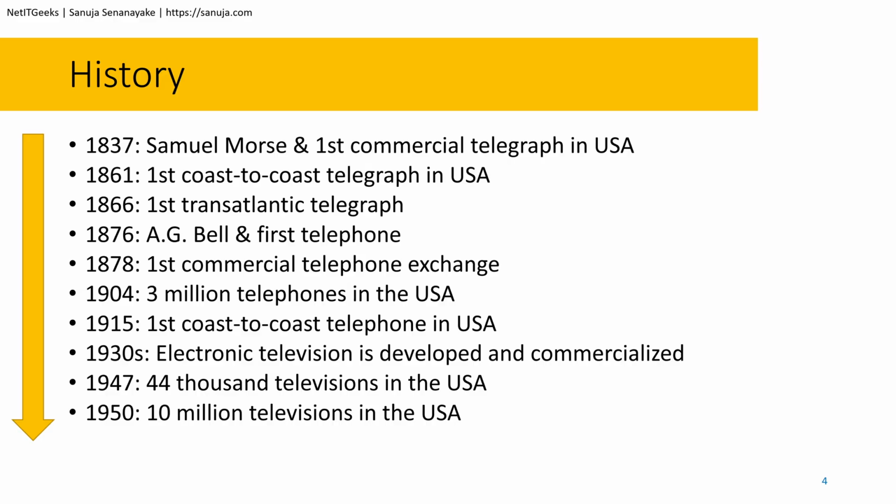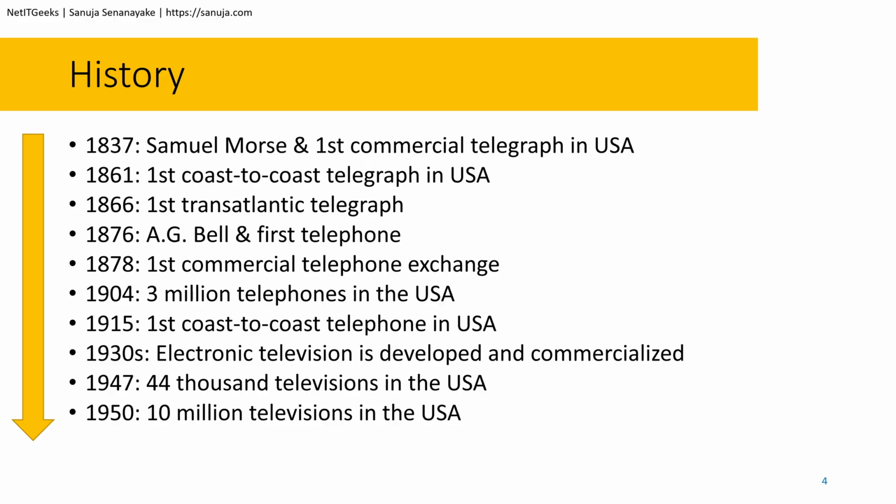In 1904, 3 million telephones in the USA. That is a big jump in the number of users. So it continuously grew from 1876 to 1904, up to 3 million telephone users in the USA. In 1915, the first coast-to-coast telephone line was laid, and again that involved cabling.